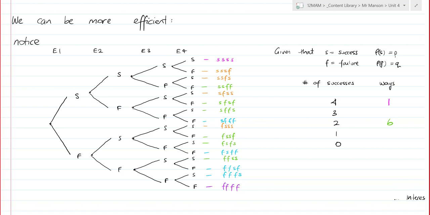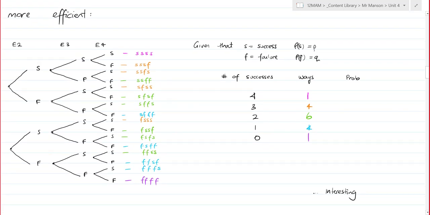You can use that to determine the probability. The probability here is 1 times p to the power of 4, because if I follow these branches, I get 4 successes. The probability of the orange one is 4 ways, p cubed times q to the power of 1. The probability of the green one is 6 p squared times q squared. Now we all know our algebra, we probably wouldn't bother writing the multiplications.